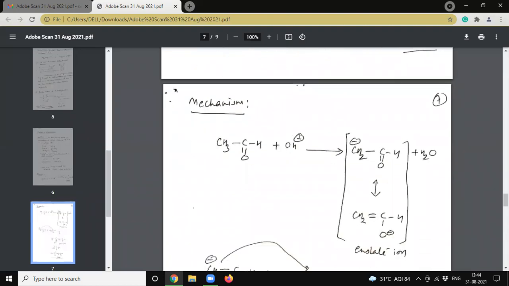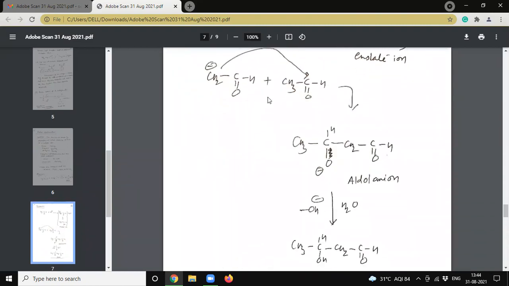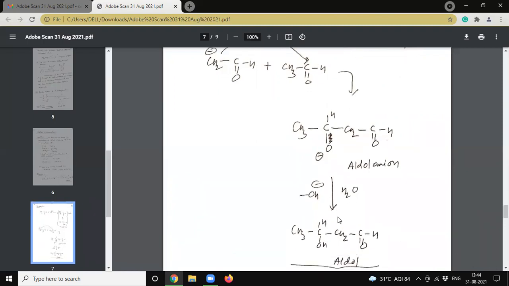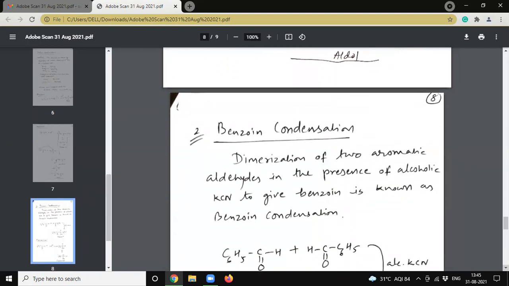Mechanism. First, this is base catalyzed. So the base will abstract one proton and it will form a water molecule and we will get the enolate ion. And to this enolate ion, another molecule of acetaldehyde will react and it will give us the aldol anion. And when this aldol anion is hydrolyzed, it will give back the hydroxide anion, and we will get the aldol product. So it contains one hydroxy group and an aldehyde group. So it is called aldol.